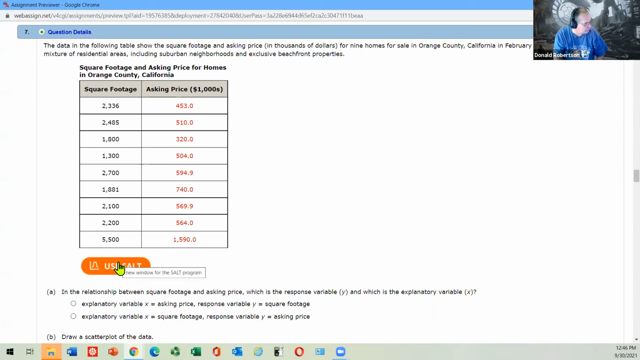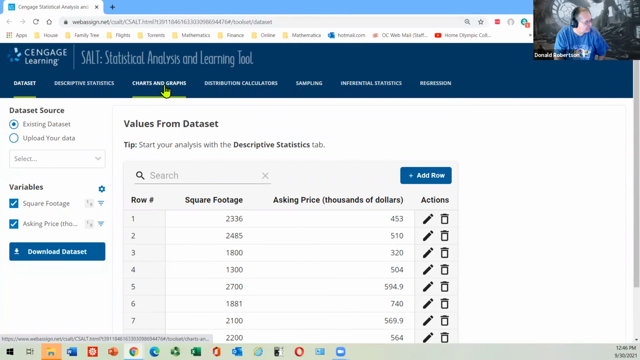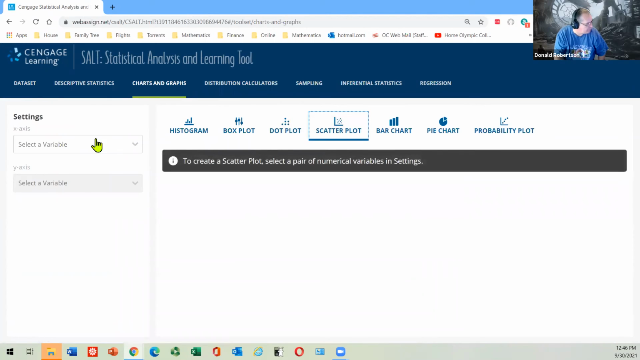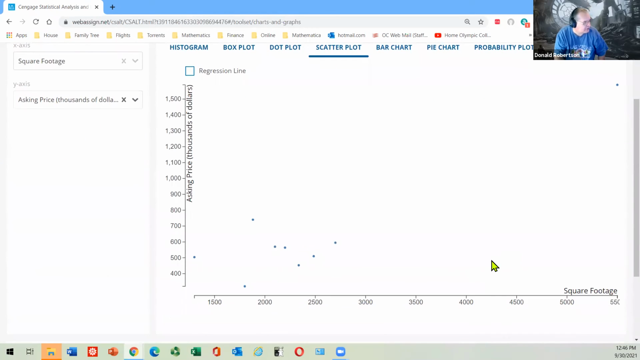So we're going to use SALT on this and see what the scatter plot looks like. And remember how we did that? You hit charts and graphs, you go scatter plot, and the x-axis is going to be the square footage, and the y-axis is going to be the asking price. And there's the data. There are not an awful lot of data points here, so you have to be quite generous about it. But do you see that the data is definitely at least going upwards? Not very clearly, but it looks to me like it's going upwards, which kind of makes sense.